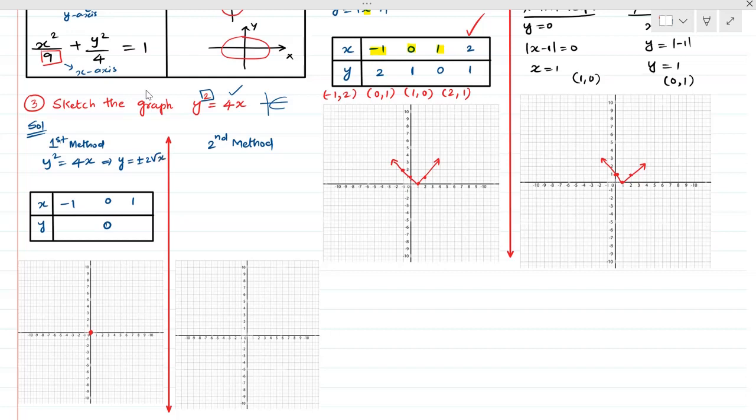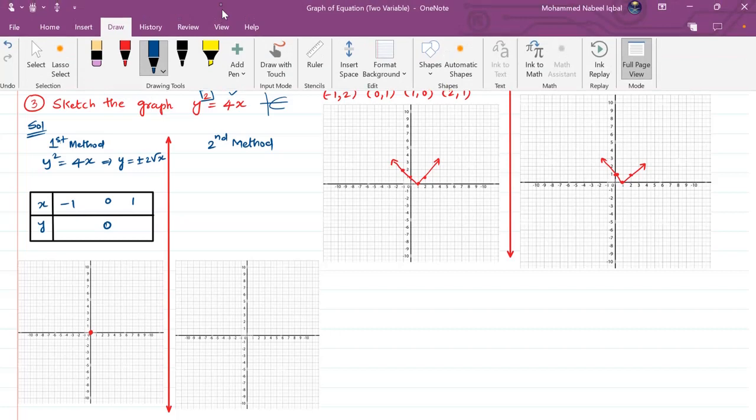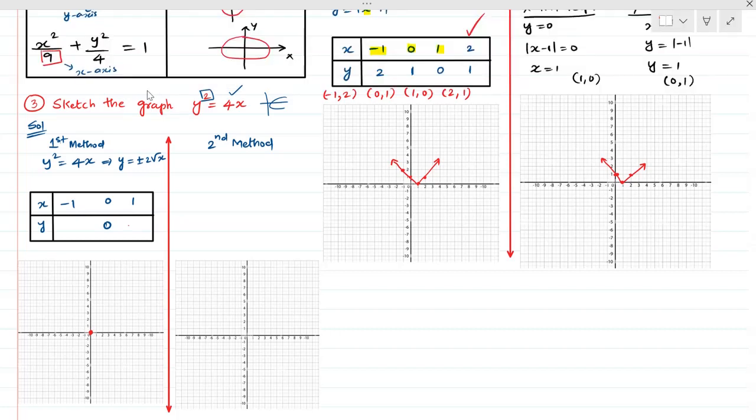When I substitute 0, it becomes 0. When I substitute 1, the value will be plus or minus 2. Since minus 1 is not in the domain, we cannot go with it. That is the reason we will not calculate minus 1, since the values start from 0 onwards. So you will get x value is 1, y is 2 and y is minus 2. And similarly it goes on. So the curve will open on the right side.